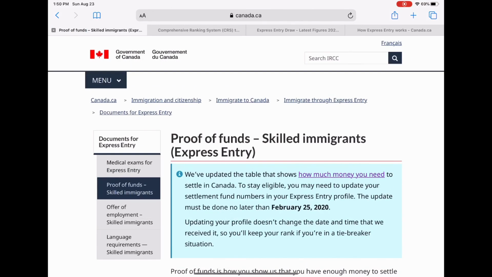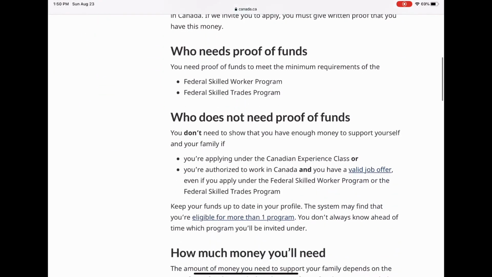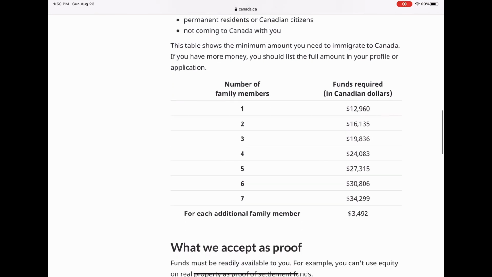And one thing you need to be sure of is how much fund you have, because with the number of family members, the fund you have to show in your bank account will be high. But you need to remember that you don't need to give them this money. All you have to do is show them that you have got this. You just have to show.